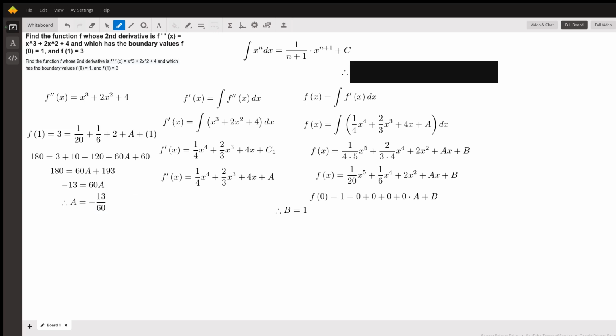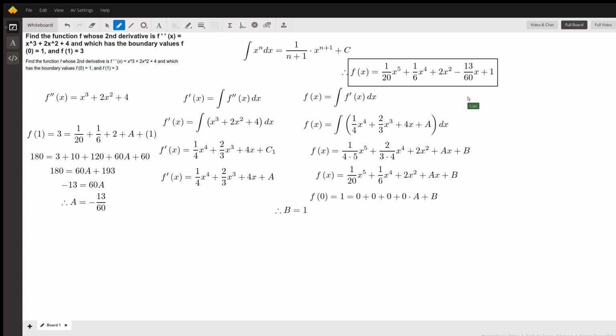Please check through this math and correct me if I'm wrong. I could definitely have done it wrong. I would like to know so that I can make the corrections as needed. But this means that the final function f to satisfy the conditions must be f of x equals 1/20 times x to the fifth power plus 1/6 times x to the fourth power plus 2 times x squared minus 13 over 60 times x plus 1.